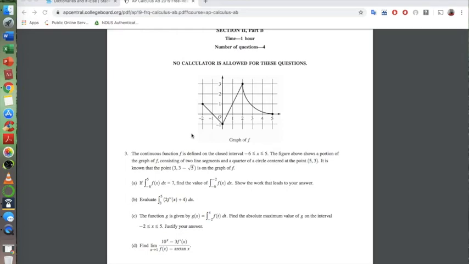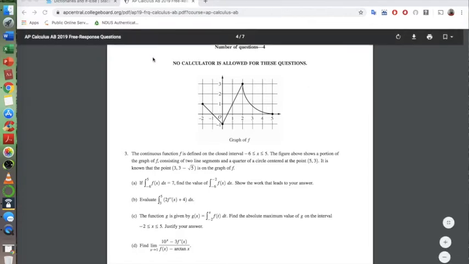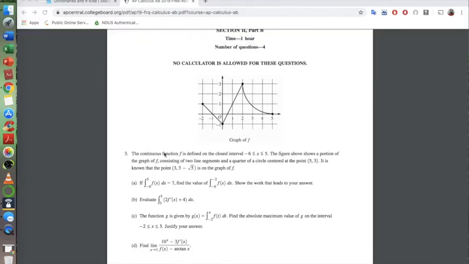In this video we're looking at number 3 from the 2019 AP Calculus test, form AB. So we've got a part of a function that is defined on the closed interval from -6 to 5. We see this part from -2 to 5. We know that the integral over that area is equal to 7 in part A here.